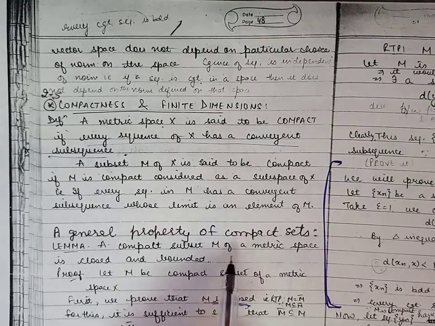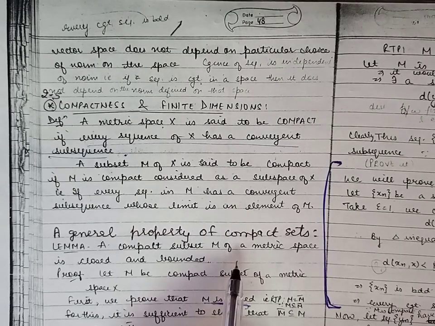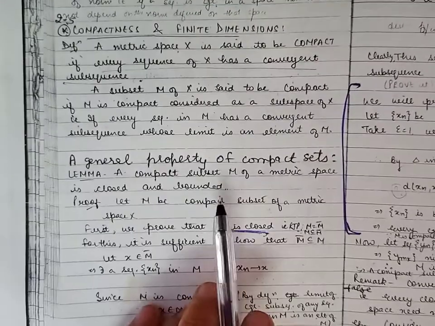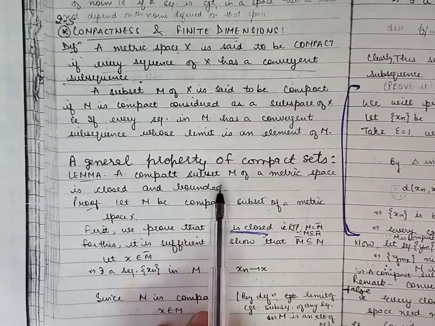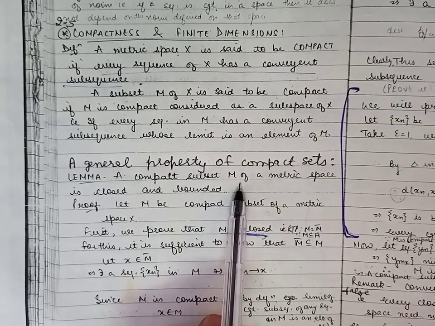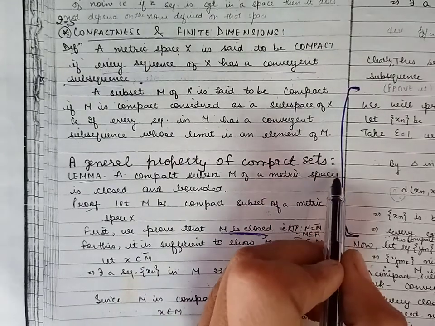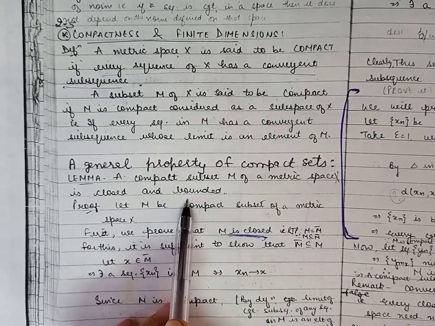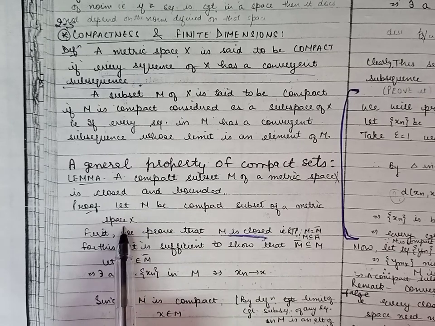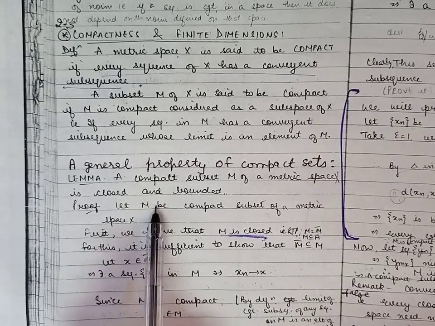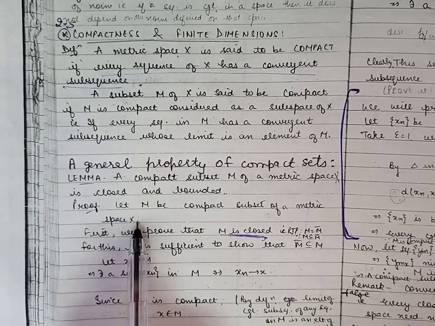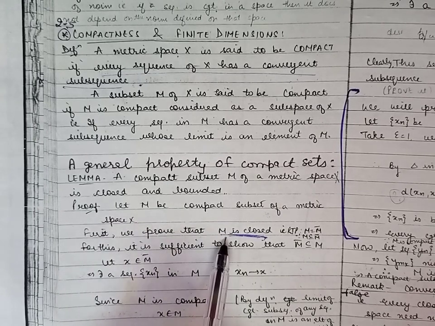Now, a general property of compact sets is expressed in the following lemma. A compact subset M of a metric space X is closed and bounded. So let us take X to be a metric space and M a compact subset of X. Firstly, we will prove that M is closed.